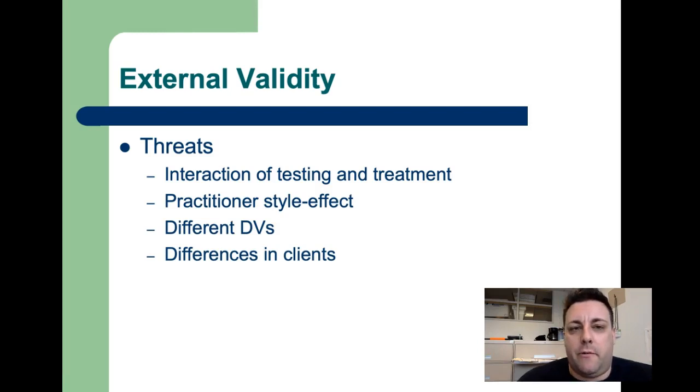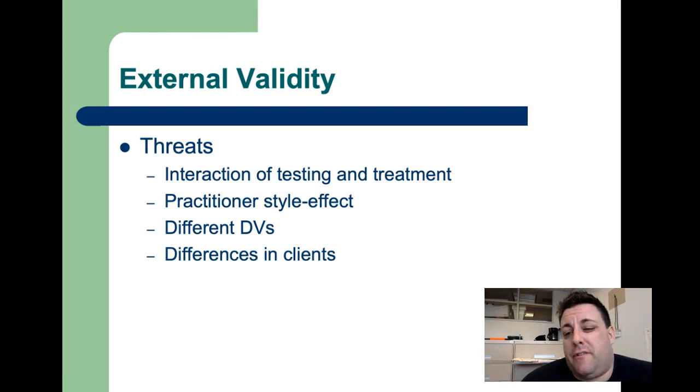But I've listed a few of the threats to external validity up here, and just to run through these, obviously there's an interaction of testing and treatment, right? The combination of pointing out a problem to someone and then treating them probably is going to have really good results, and that's good for the client. It's bad for research. Then there's this thing known as practitioner style. Some clinicians are really warm, or some people just naturally get along, and so the way a clinician delivers an intervention is known as the practitioner style.